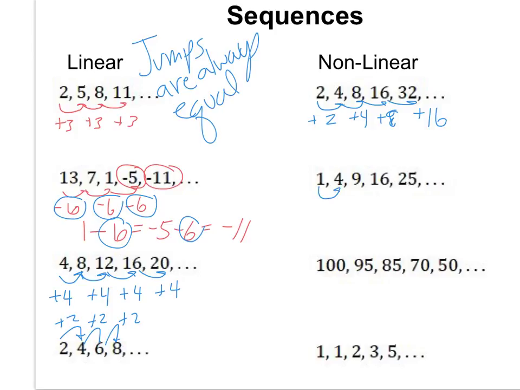Let's get another one. We're adding 3, but here we're adding 5. Now we're adding 7. Now we're adding 9. So each jump is a little different. So that's what makes it nonlinear. The jumps are different.